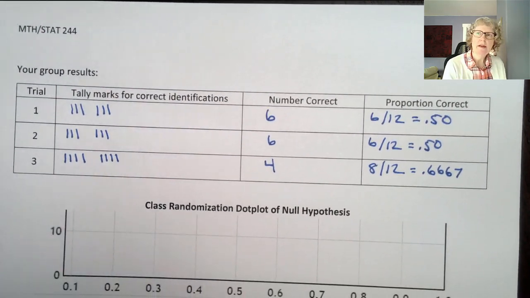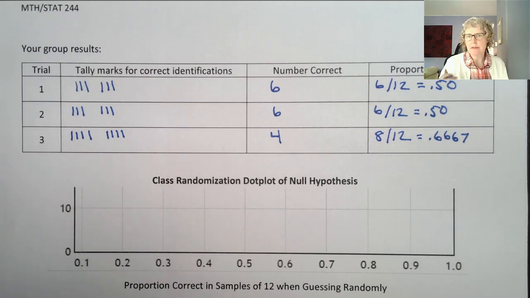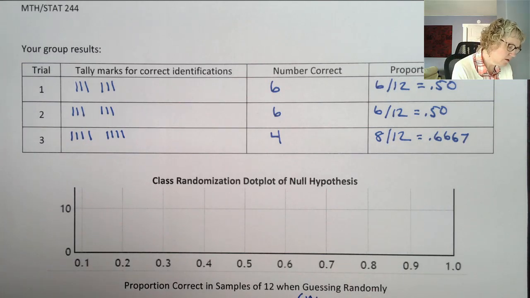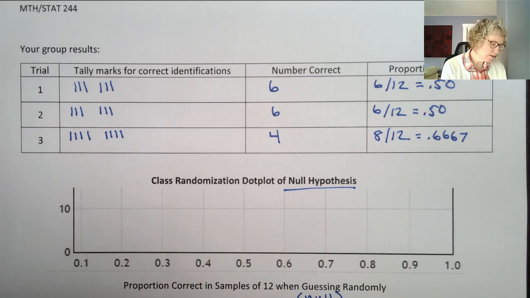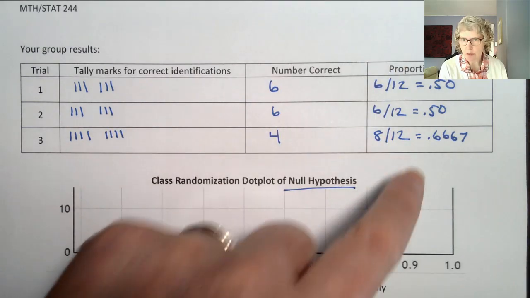Okay, now when simulating the null, we want to see the shape of this distribution. So we want to do many trials, okay? But I think it's reasonable for each person to do 3. So we have this by proportion correct in samples of 12 when guessing randomly, right? So that's the null. So this is a distribution of the null hypothesis. We could do counts, that's another way to do it, but we're going to focus more on proportion.